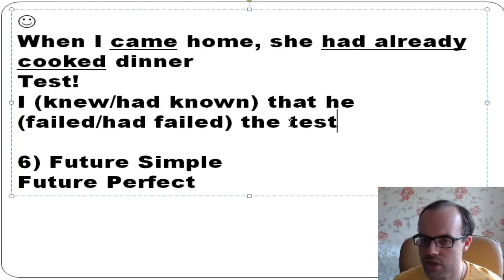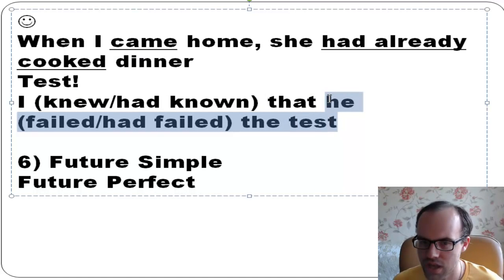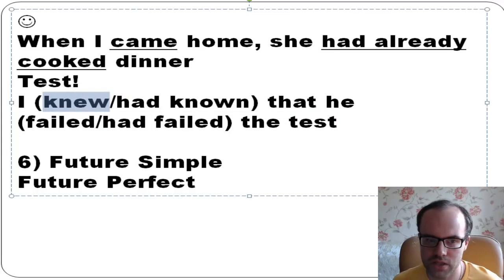So which action happened earlier? I knew or he failed. So first he failed and then I knew. So it's the second action and it happened earlier. It's about the past, so you need to use past simple: I knew that. And the second action is about the past too, but it happened earlier, so you need to use past perfect. So, I knew that he had failed the test, okay? So I think that's clear.